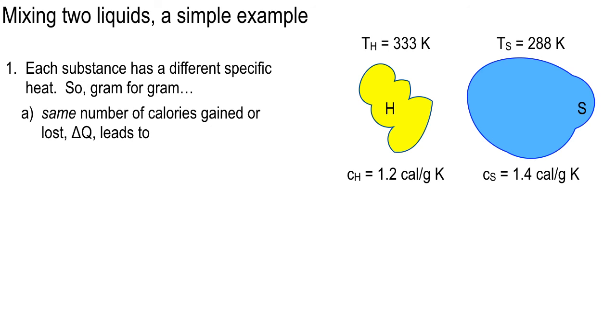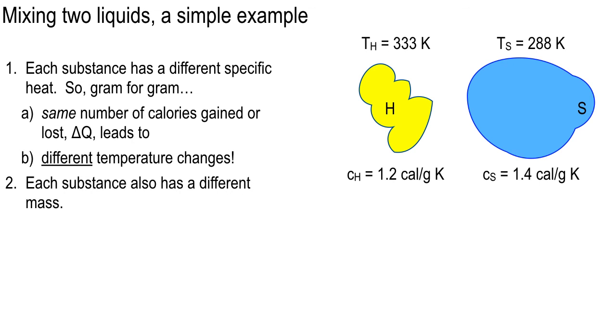Only 1.2 calories for every gram gives you 1 Kelvin. For substance S, 1.4 calories, just a little bit more. So you get different temperature changes, and on top of that, we're going to say that each substance has a different mass. So we're going to have less of one, more of another. I just chose two nice round numbers: 40 grams for substance H. So we're going to put a dash of substance H into a bigger amount of substance S, 75 grams for substance S.